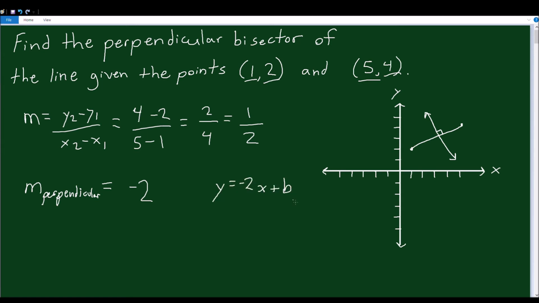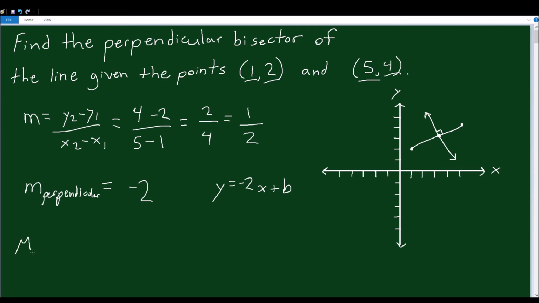Well, how do we find b? The way we usually find b is we take a point on the line, we plug it in here for y and x, and then we solve for b. Well, do we know any points on this line? Not really, but we can find this point where they intersect, right? Because that is the midpoint of our original line, and we know how to find the midpoint of a line.